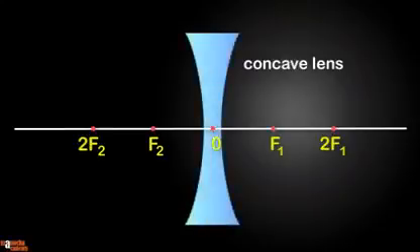Now let's draw the concave lens. You can roughly sketch the lens or use a compass to draw the two arcs of the concave lens. Make sure the lens is thin. Don't draw a thick lens.